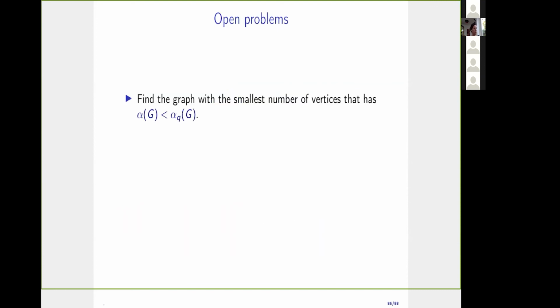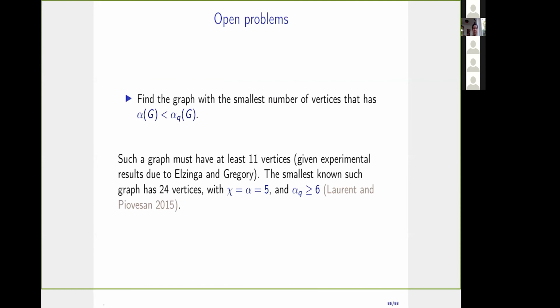So let me now finish with some open problems. The first open problem comes from the quantum community, because we have finished with those results. It would be interesting, or people find it an interesting open problem, to find the graph with the smallest number of vertices such that this separation happens between the classical parameter and the quantum parameter. These graphs should have at least 11 vertices, given some experimental results. And the smallest known graph has 24 vertices at the moment, if I'm not mistaken. Maybe something has happened recently, but I believe not.